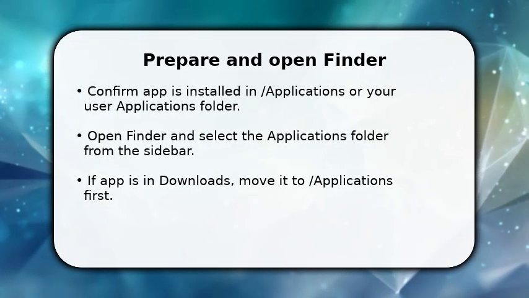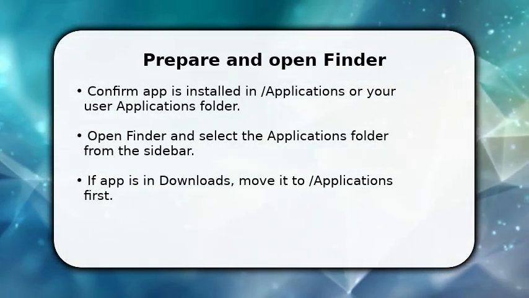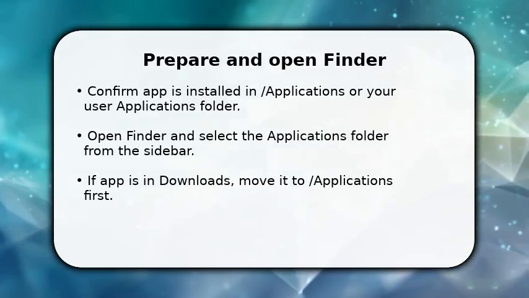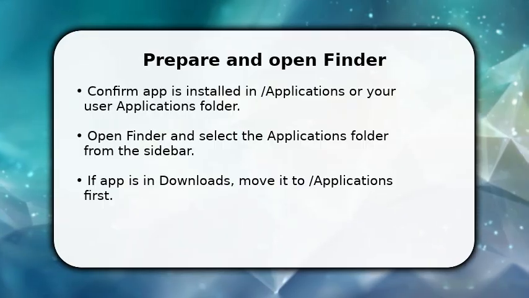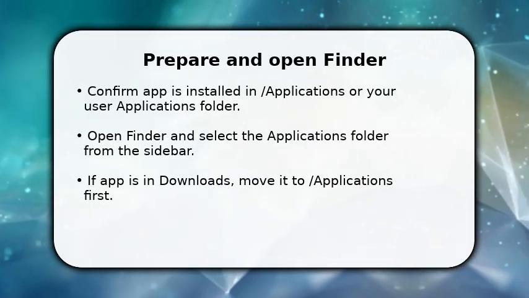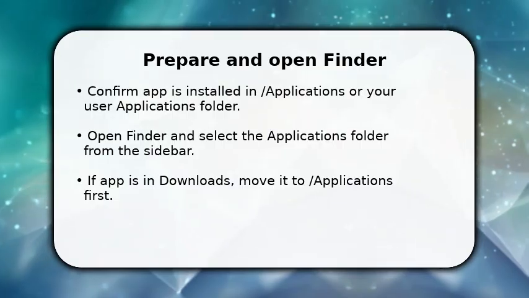You start by making sure the app is actually installed where macOS expects it, /Applications or your user Applications folder. Open Finder and click Applications in the sidebar so you can see the canonical app file. If the app is still sitting in Downloads, move it into /Applications now. This avoids permission or path issues later.